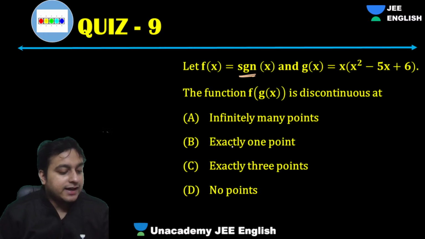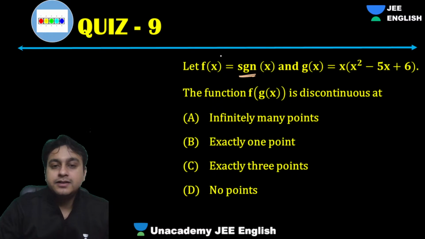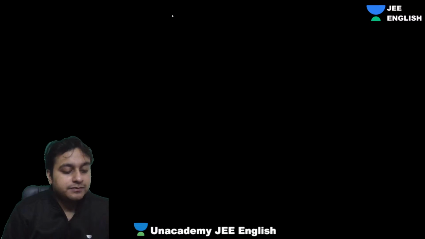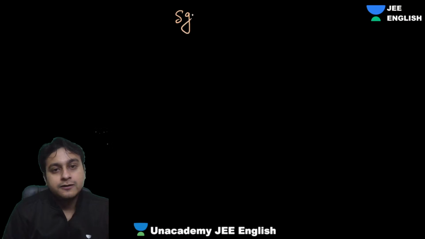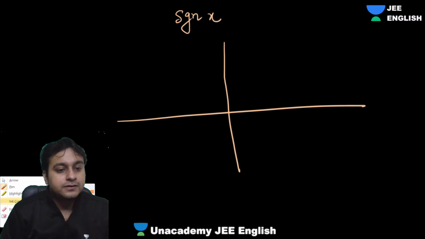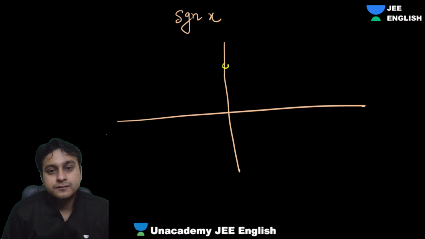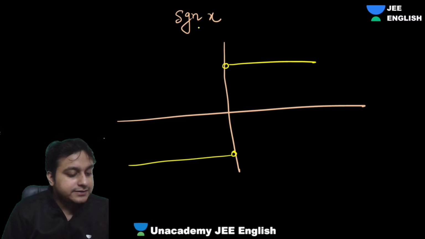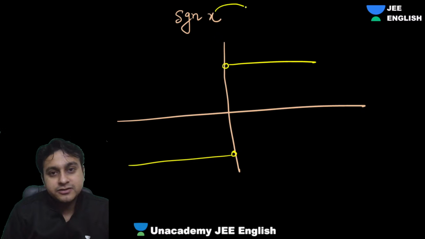Very good, Bindas. Fantastic. See, guys, first see the signum. The signum of x graph is like this. Everyone knows? Signum x is discontinuous at what, guys? Signum x is discontinuous when x is 0, right?